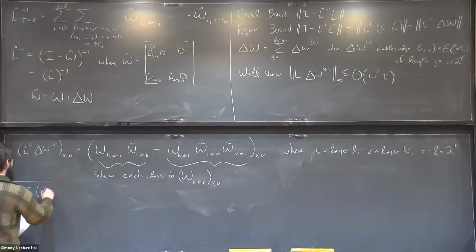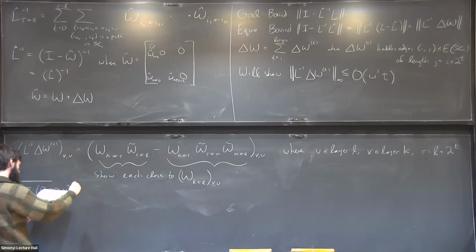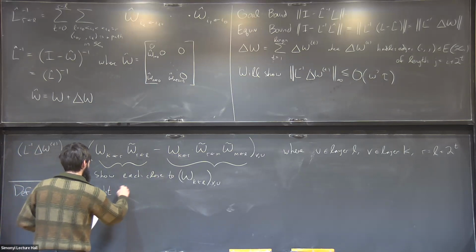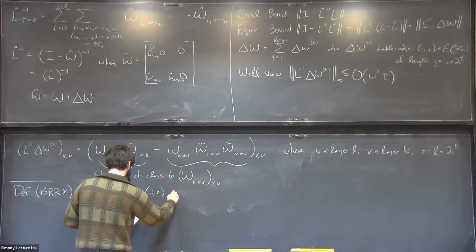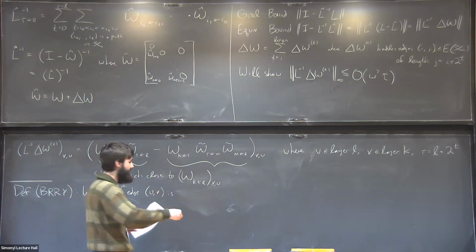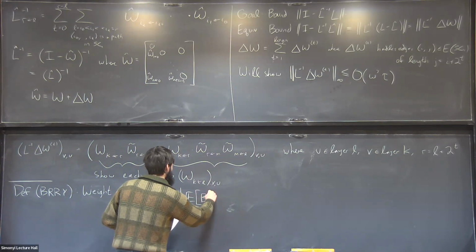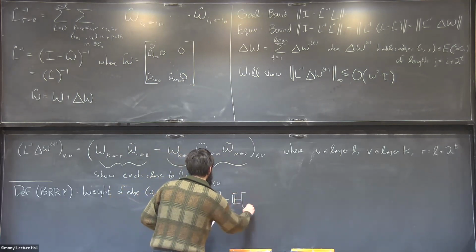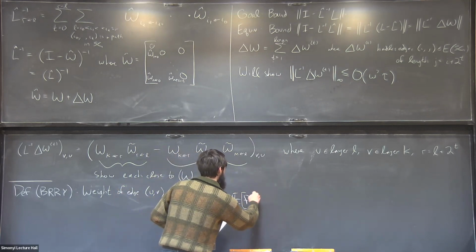This definition is that the weight of an edge in the branching program is the difference in acceptance probabilities from one endpoint versus the other. So the acceptance probability if you start at U, I was using F, versus the acceptance probability if you start at V.